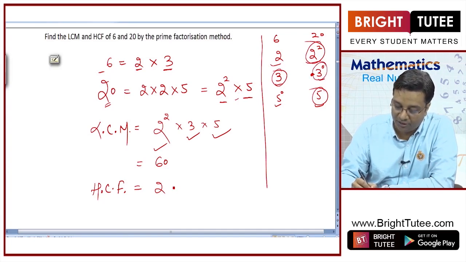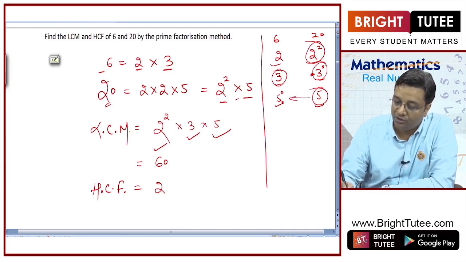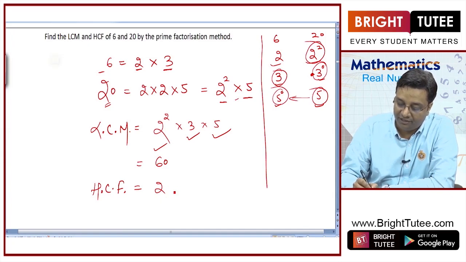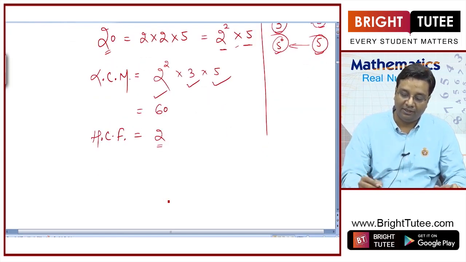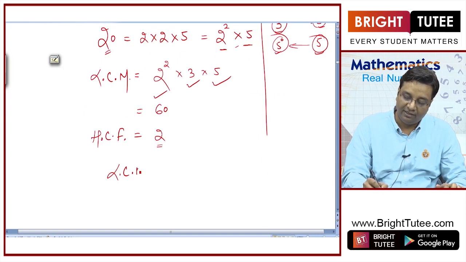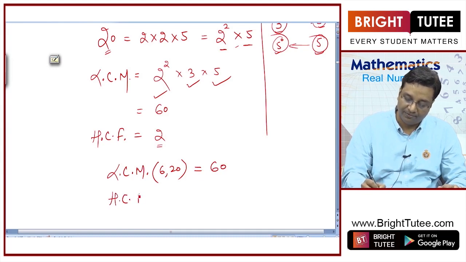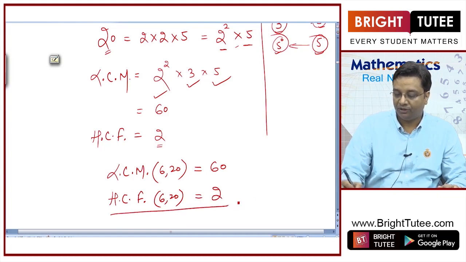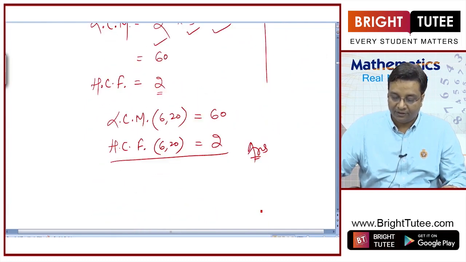So it has got no meaning here. If I multiply it by 1, it will still be 2, and from these two, 5 raised to power 0 will get selected. Even if I multiply it by 5 raised to power 0, it will still be 2. So the HCF is 2, right, and LCM is 60. And how do I write this? LCM of 6, 20 is 60. HCF of 6, 20 is 2. So this is your answer, right? Okay.